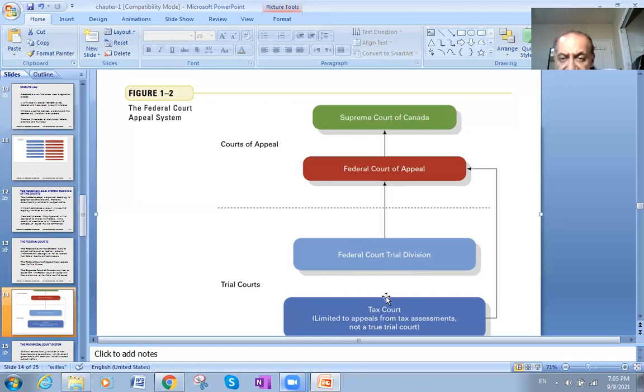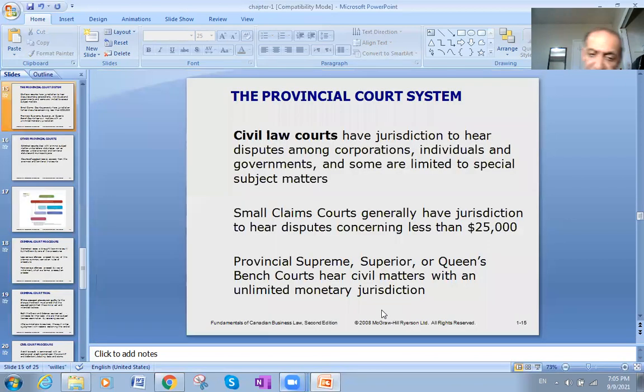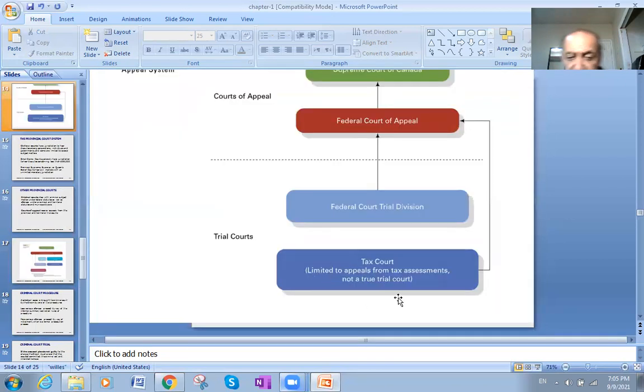Also, in this array, we have the tax courts. What about the tax courts? What are they for? Limited to appeals from tax assessment, not a true trial court. So tax court is just for the taxes. Limited to appeal from tax assessment. It's regarding the taxes. And for that reason, because of disputes about the money, these are also different types of the Canadian court system.